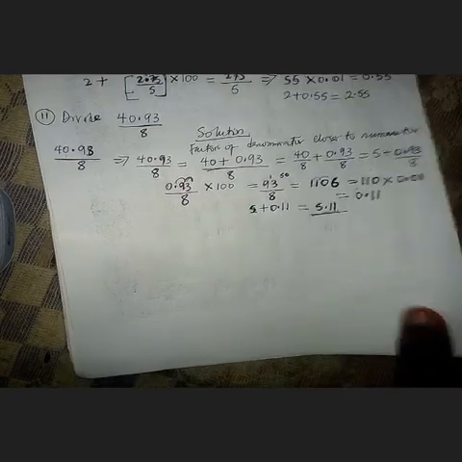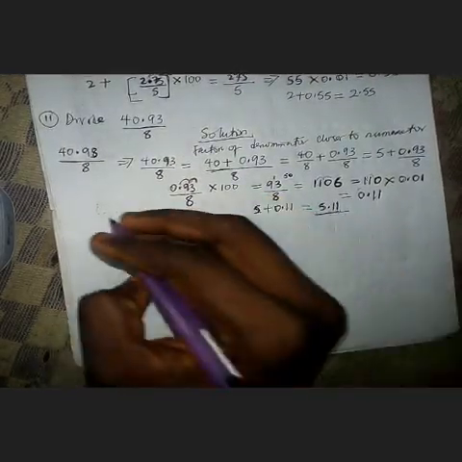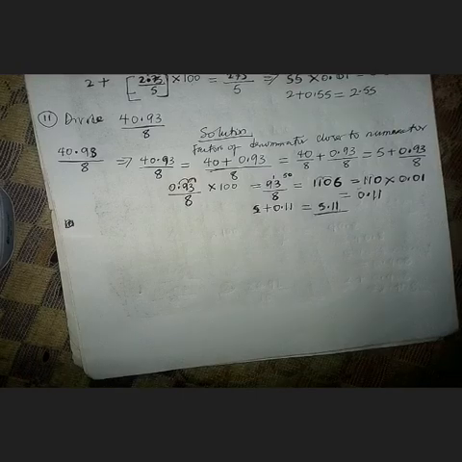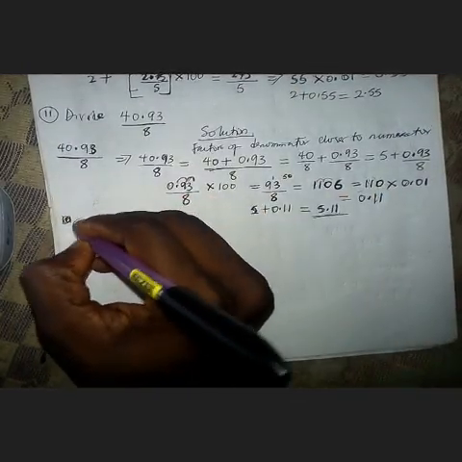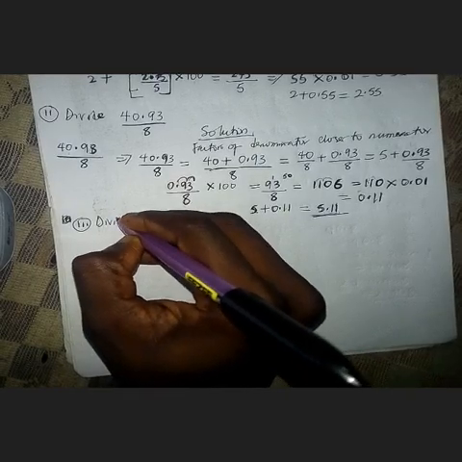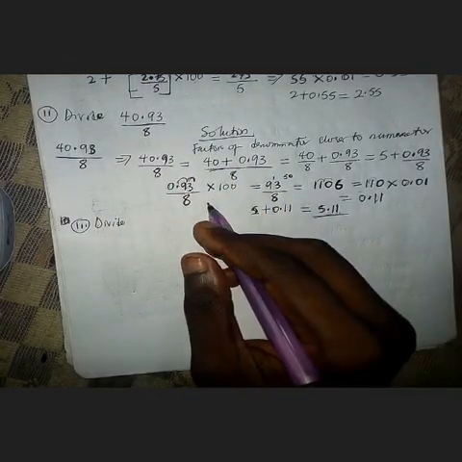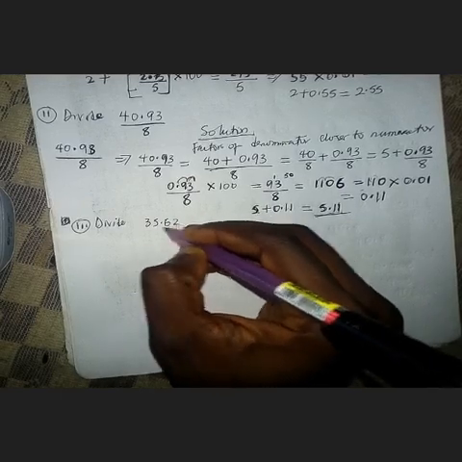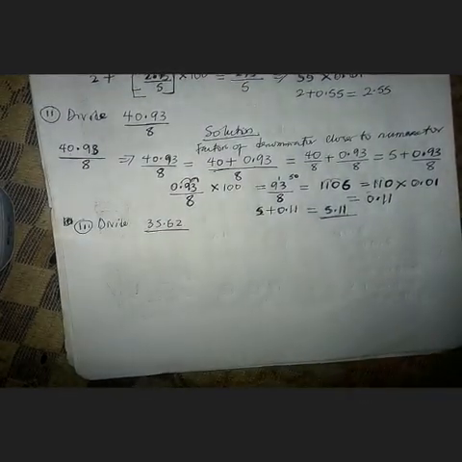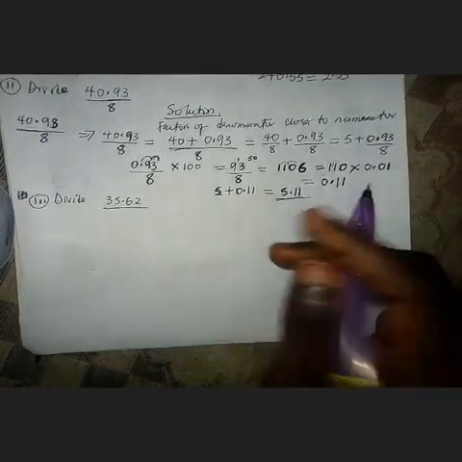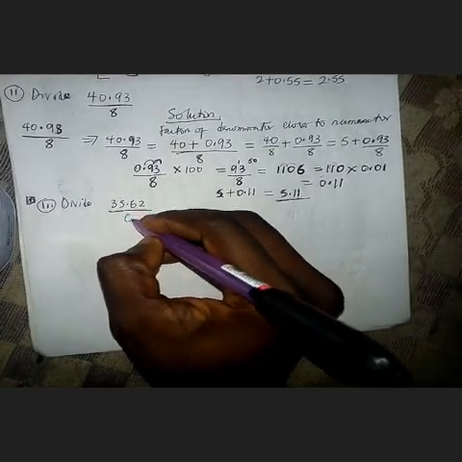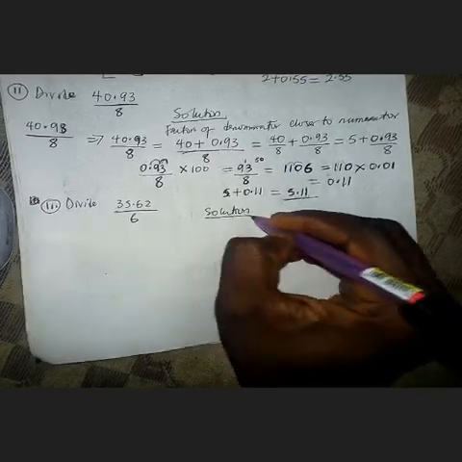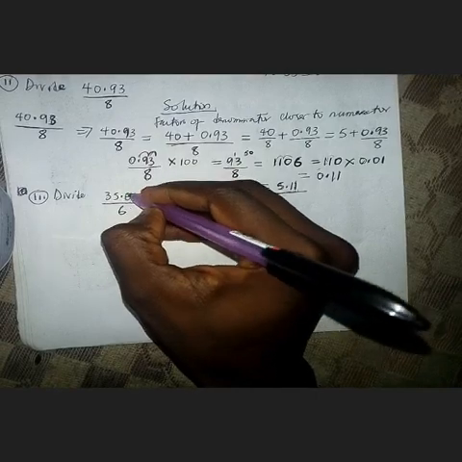The next thing is that let me give you another work to try. Let's try another one. Divide, let's say, 35.62 divided by, let's say 6. So the process again is 35.62 divided by 6.